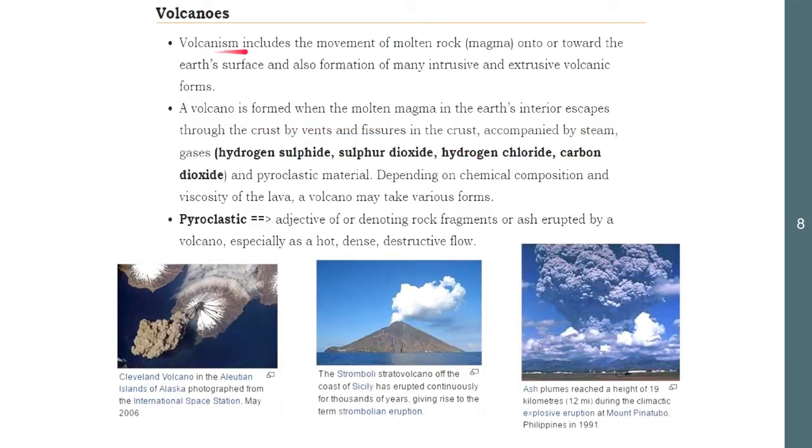So volcanism includes the movement of molten rock. So that's still magma when it's still under the earth, out towards the earth's surface. Okay, and this could result into intrusive or extrusive volcanic forms. If you could still remember our lesson on categories of rocks, we also have intrusive and extrusive igneous rocks as results of volcanic activities.